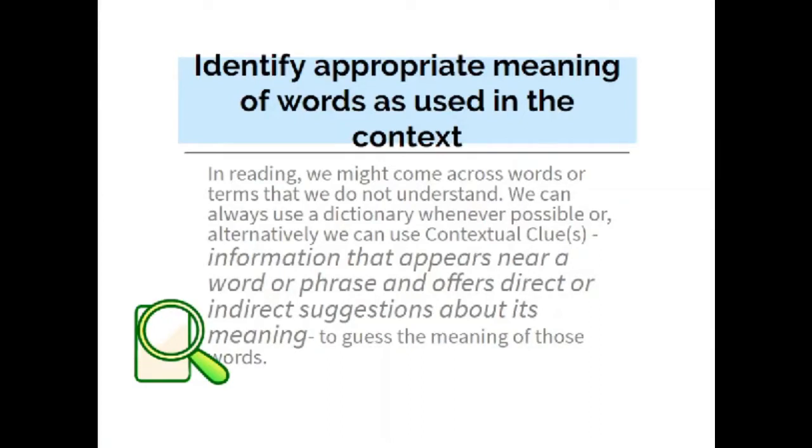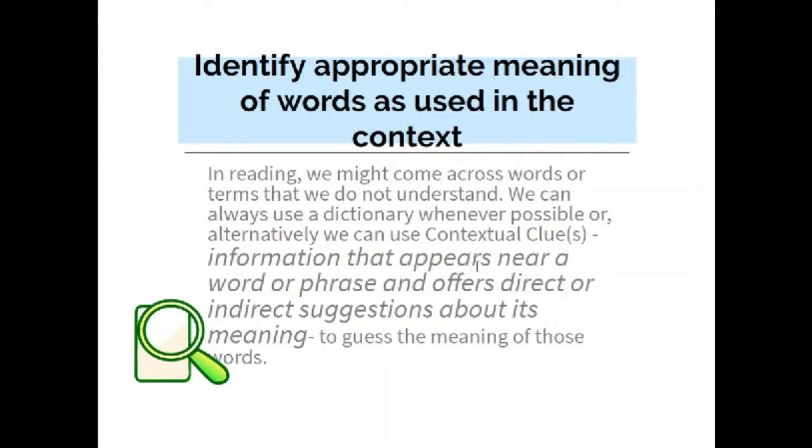So in reading, we might come across words or terms that we do not understand. We can always use a dictionary whenever possible, or alternatively, we can also use contextual clues. So what's contextual clues? It's information that appears near a word or phrase and offers direct or indirect suggestions about its meaning. So basically, it means to guess the meaning of those words. Okay, I hope now you get it.